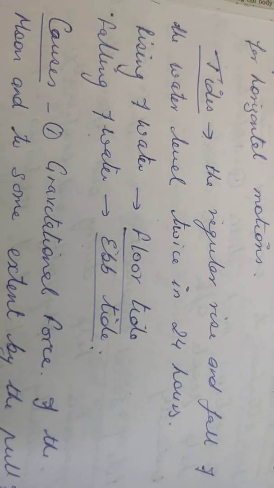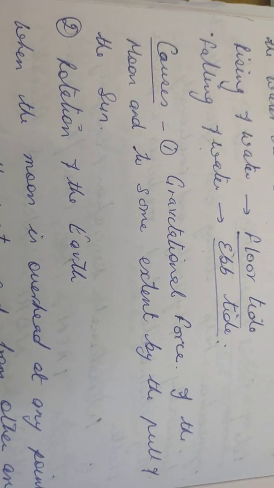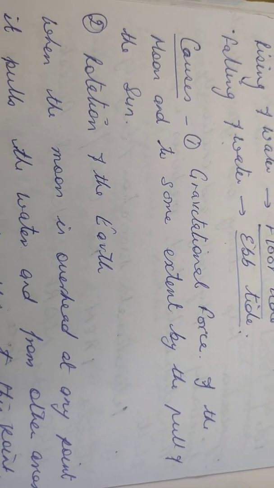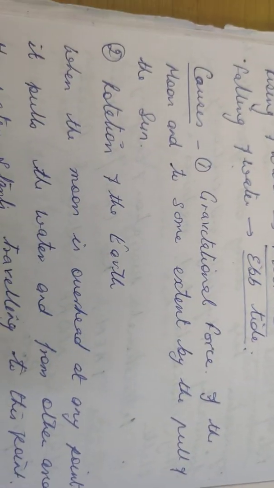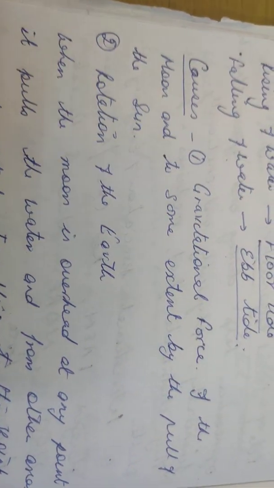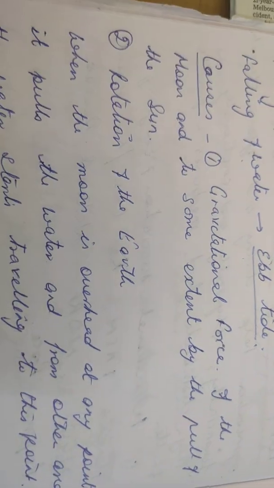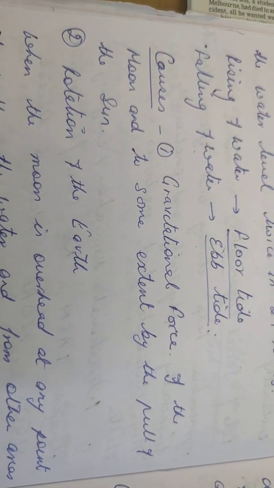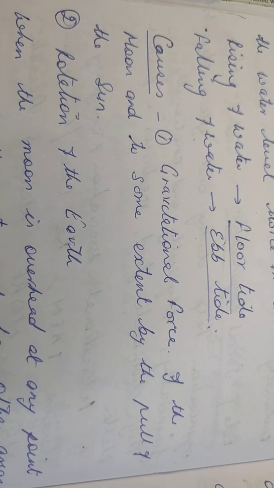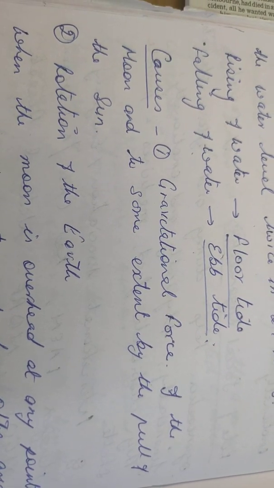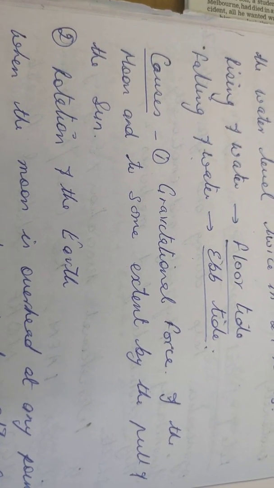Now, these tides occur because of two reasons. One, of course, is the gravitational force of the moon, and to some extent the pull of the sun, and the other is the rotation of the earth. We all know that all the objects in the universe have some force and they apply that force on each other, and that is why the solar system remains in shape. It does not change its path or its position.